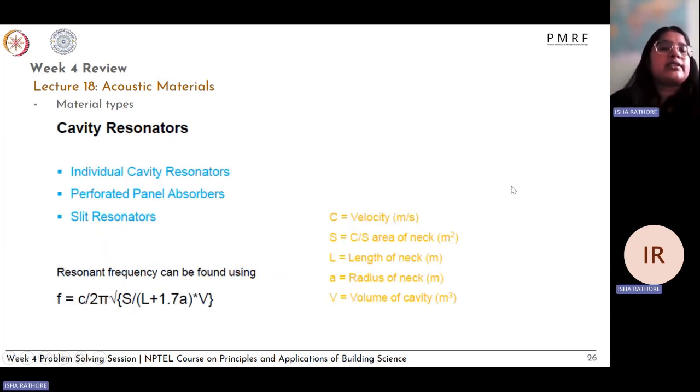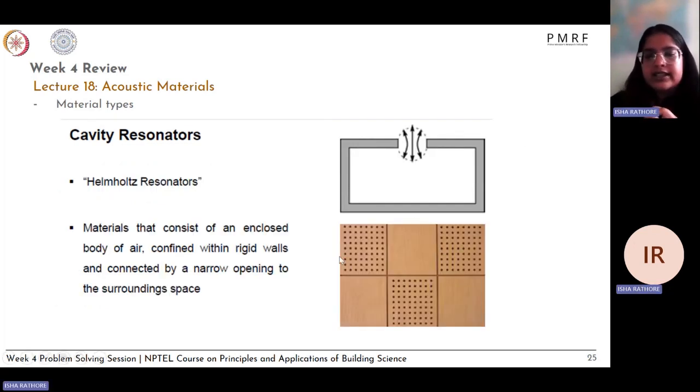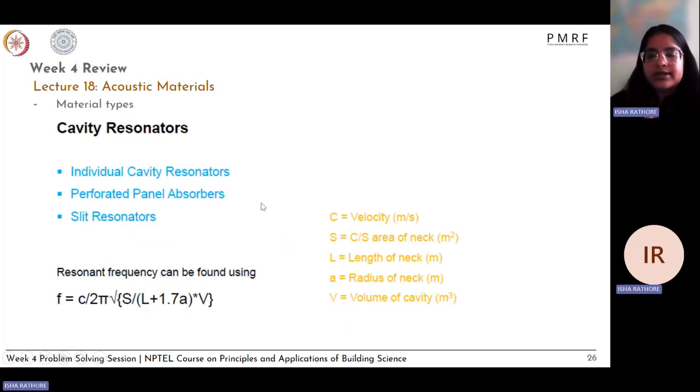So these cavity resonators can again be of three types. You have the individual cavity resonator, where there's only one cavity basically. Then you have perforated panel absorbers, which are like multiple holes but a single cavity behind it. Then you have slit resonators, which are like longer slits formed. These are like the perforated panel absorbers.